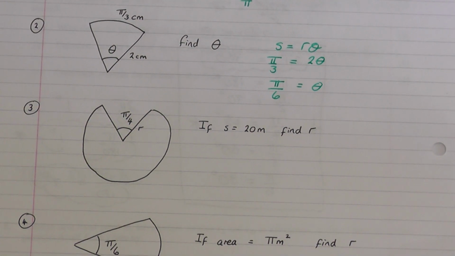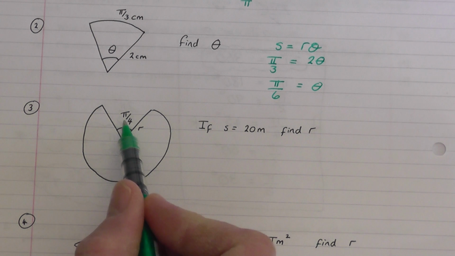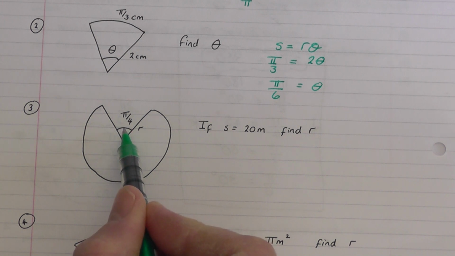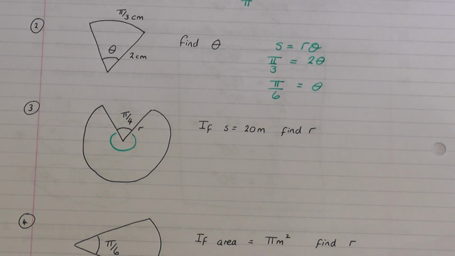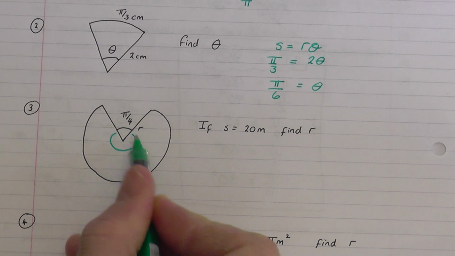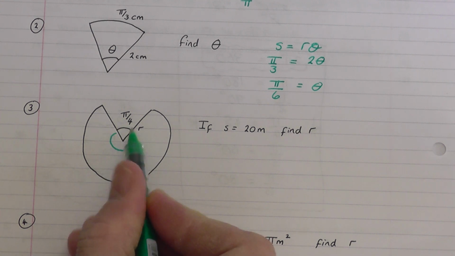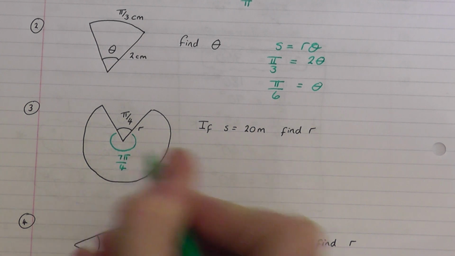Okay, moving up. Number 3. Number 3 is a large sector, a major sector. It's more than half a circle. This time the angle that is given is the exterior angle. So the first job is to work out the inside angle, interior angle. Remember how we do that? It's 2 pi or 8 pi by 4 for the whole circle. So if that's 1 pi by 4, this will be 7 pi by 4.